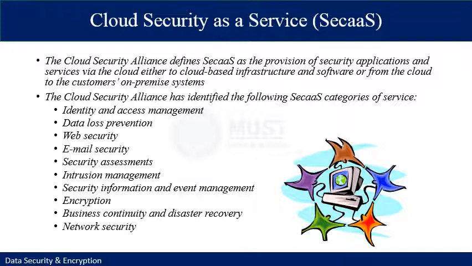The Cloud Security Alliance has identified the following security as a service categories of service. These include identity and access management, data loss prevention, web security, email security, security assessment, intrusion management, security information and event management, encryption, business continuity and disaster recovery, and network security.